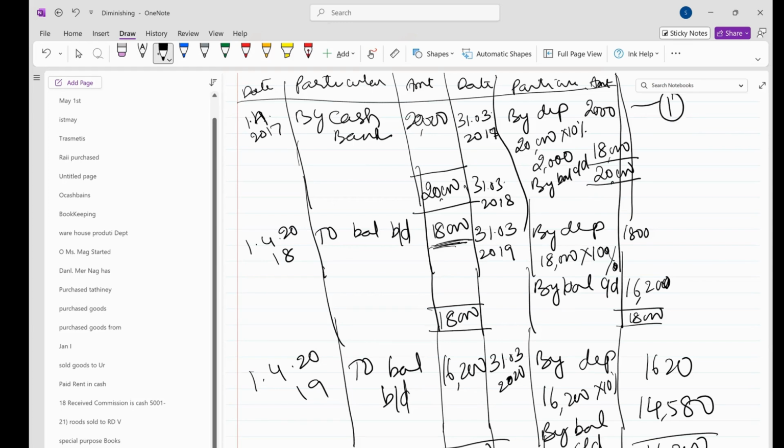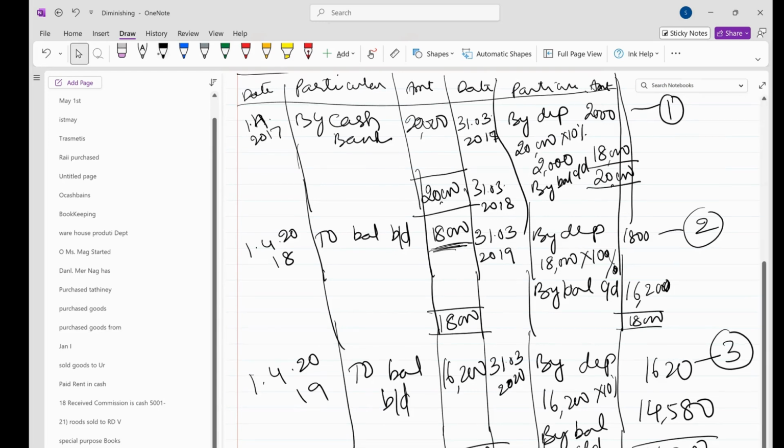So this is the first year. This is the second year. This is the third year. Now can you see the screen? Yes, ma'am. Now in the fixed installment method, whenever you were calculating depreciation, the same amount you used to write, 2,000, 2,000, 2,000. But this is the written down value method. It is also called the diminishing balance method.